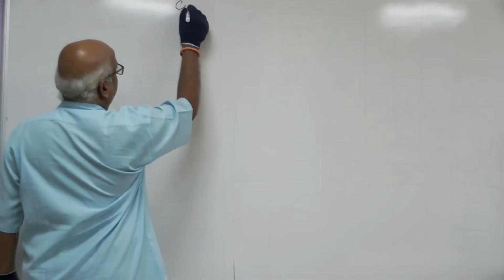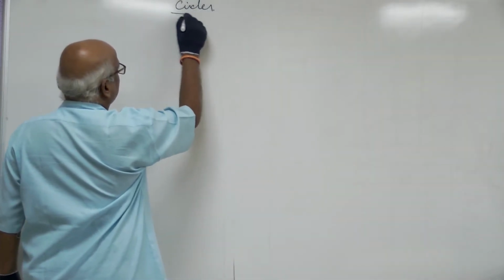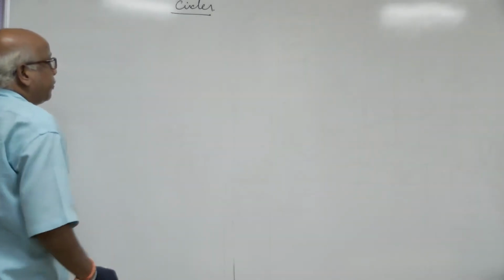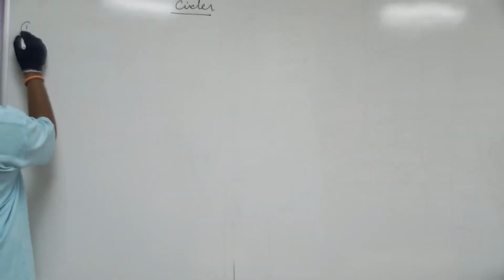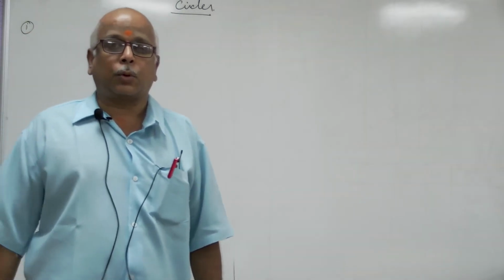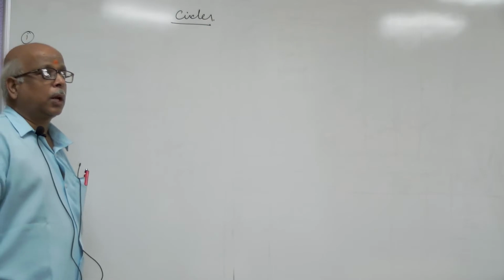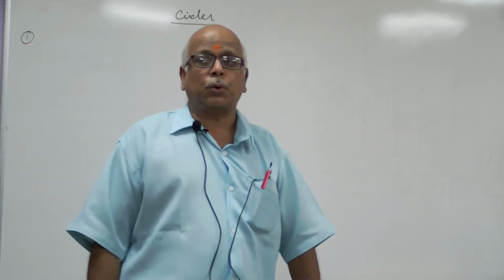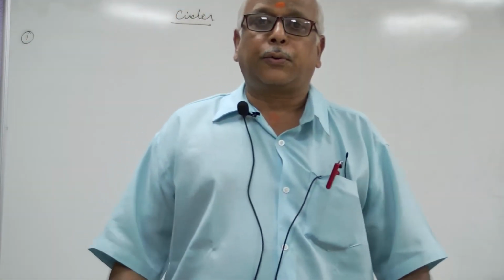Today our topic is circles. First of all, the definition of circles. What is the definition? The locus of a point that moves at a fixed distance from a fixed point is a closed curve called a circle. Once again, the locus of a point which moves at a fixed distance from a fixed point is called a circle.